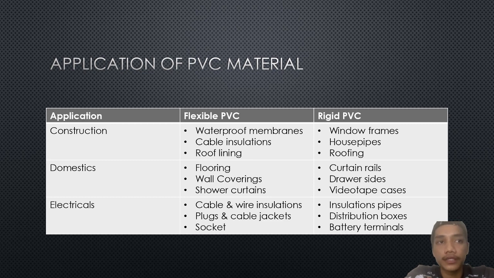For electricals, flexible PVC is used for cable and wire insulation, plugs and cable jackets, and lastly for sockets. For rigid PVC, we use it for insulation pipes, distribution boxes, and battery terminals.